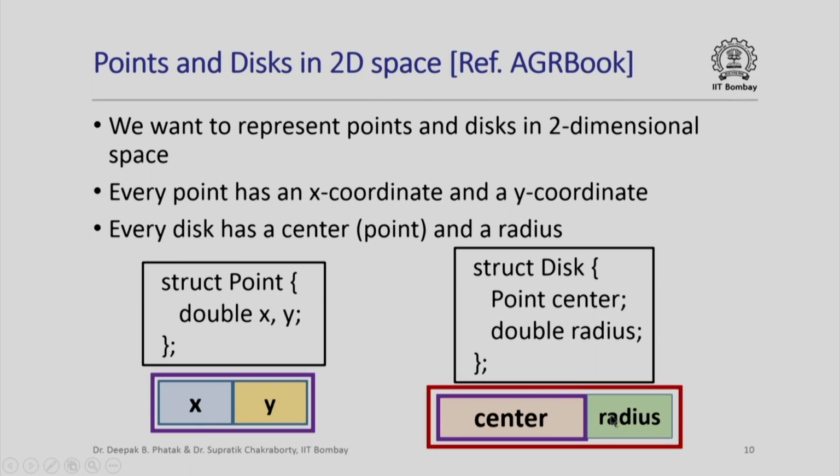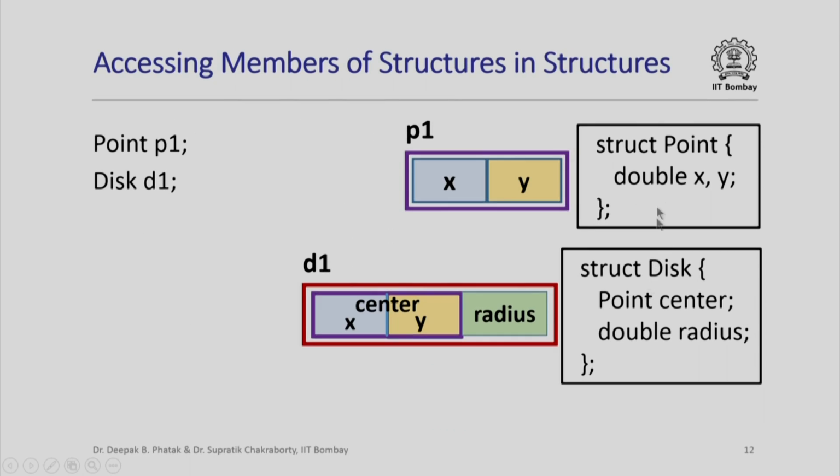It has a member radius of type double and a member center of structure type point. Now, because center is of structure type point, therefore, within center I should be able to see a member x of type double and a member y of type double. Now, here I have shown these two structure definitions, and let us say I have a variable p1 of type point and a variable d1 of type disk.